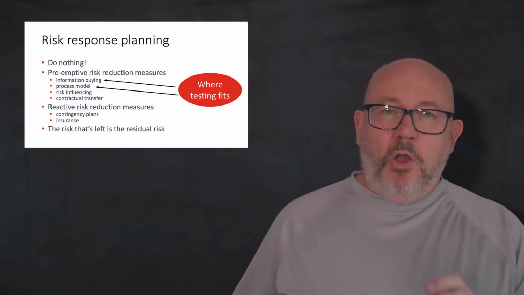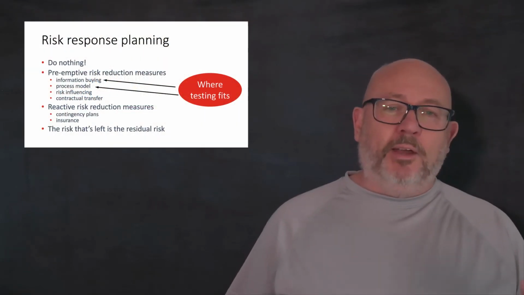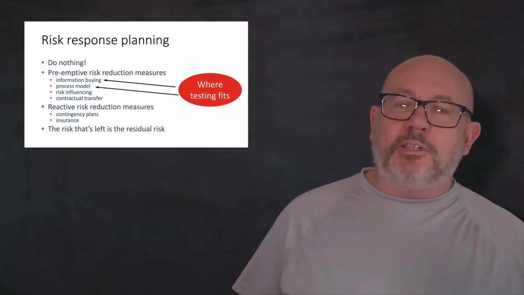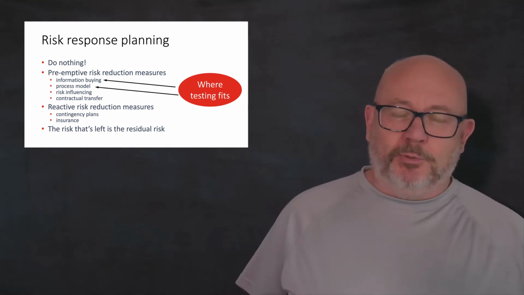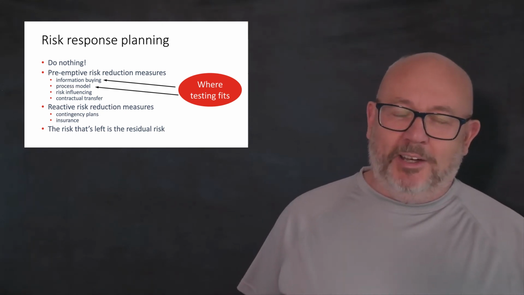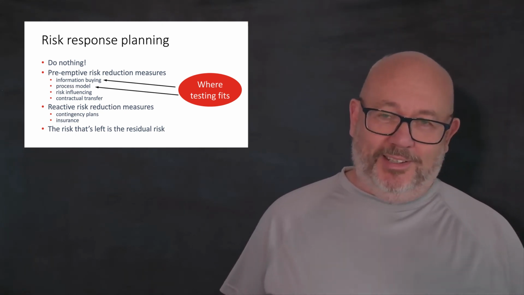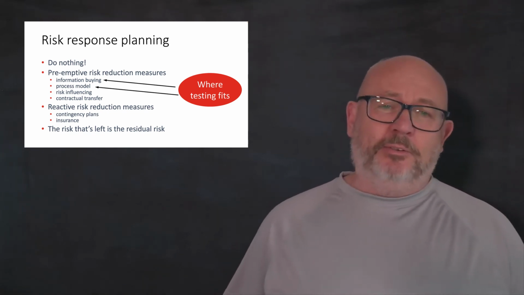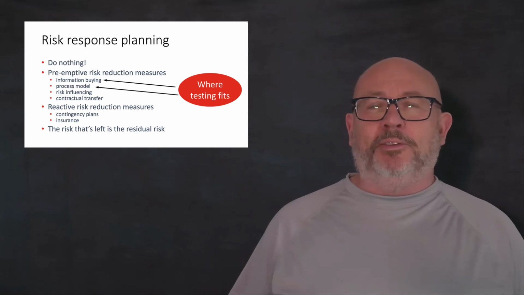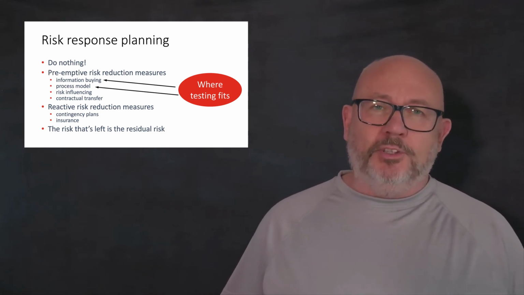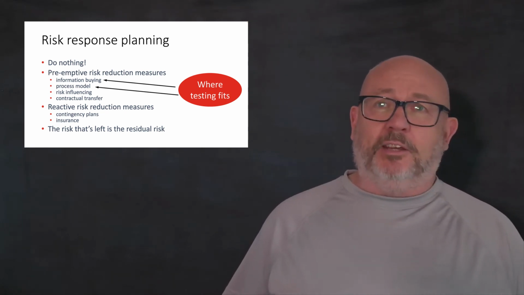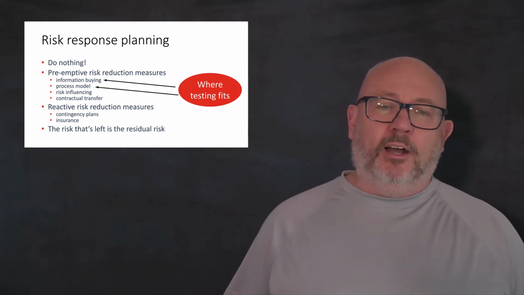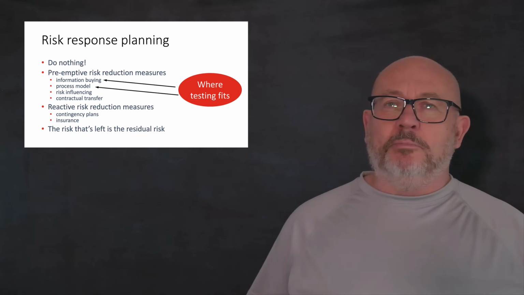Now, I want to spend a moment not on risk management in the round, but on what our responses are to identifying a risk of consequence. There are several things we can do. Obviously, the do-nothing approach is always available to us, and for negligible risks, that is our response. But mostly we're concerned about things that have serious consequences and a realistic probability. The two aspects where testing fits are called information buying and process model.